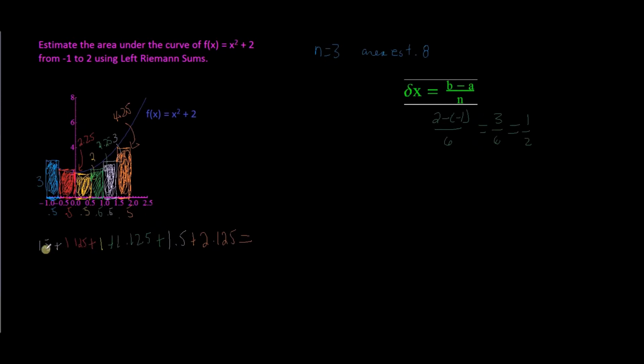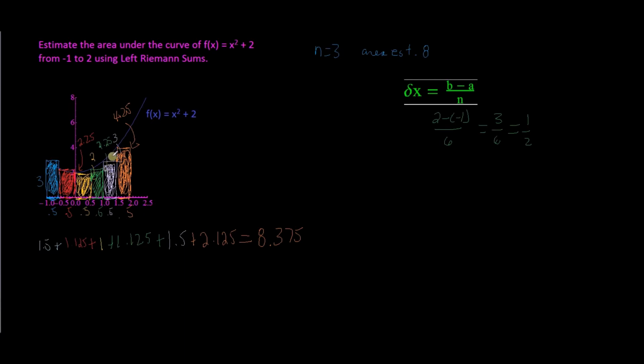So if we add all this together, what do we get? We get the 1.5s, and the 1.5s equal 3. Add 1 to that, we get 4. We add 1, 2, 3, 4 to that, we get 8. And then we just have the 0.125s, so that will be 0.375. So for this, our area estimate is 8.375.